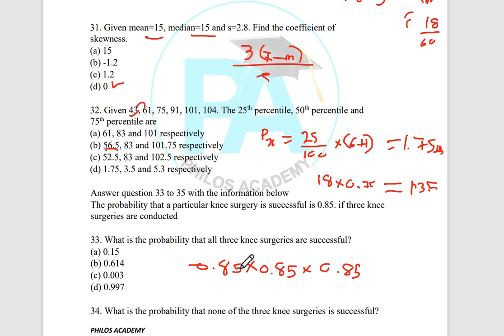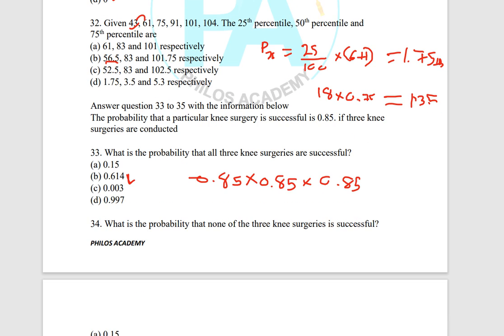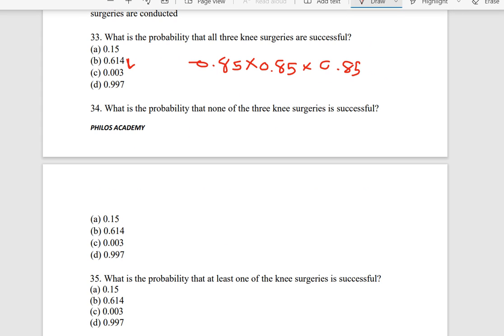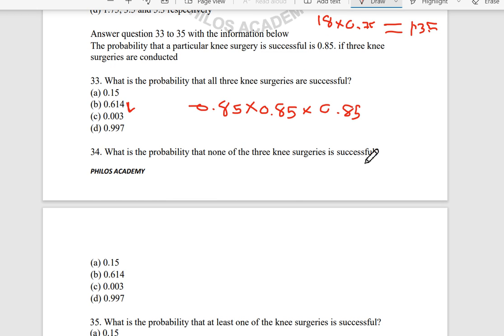So the probability that the first one is successful, and is multiplication, the second one is successful, and the third one is successful. So you multiply 0.85 times 0.85 times 0.85, you get the answer to be B. That's 0.614. Okay, so let's proceed to the next question. The next question says, what is the probability that none of the 3 knee surgeries is successful? None is successful.